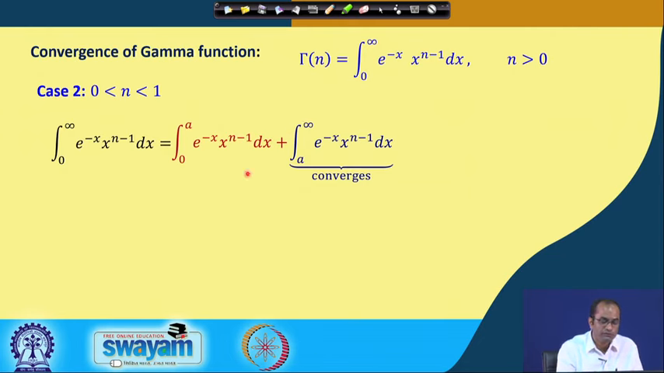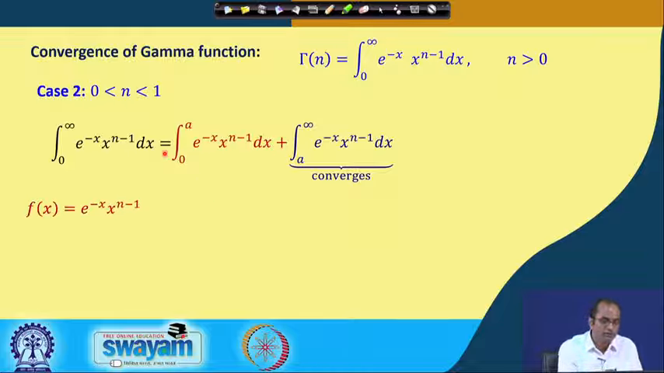And now we will test the first integral, because when n is between 0 and 1, we have this x to a negative power. So, because of this, when x approaches 0, we are getting an unbounded function, meaning this is a type 2 improper integral.